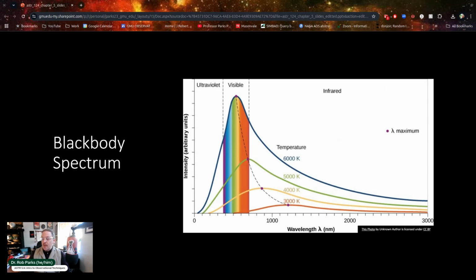So let me first introduce something known as the black body spectrum, or in astronomical terms, we refer to it as the spectral energy distribution. A black body is a theoretical body that is a perfect absorber and emitter, meaning that it emits all of the light that it absorbs at the wavelengths at which it absorbs it.